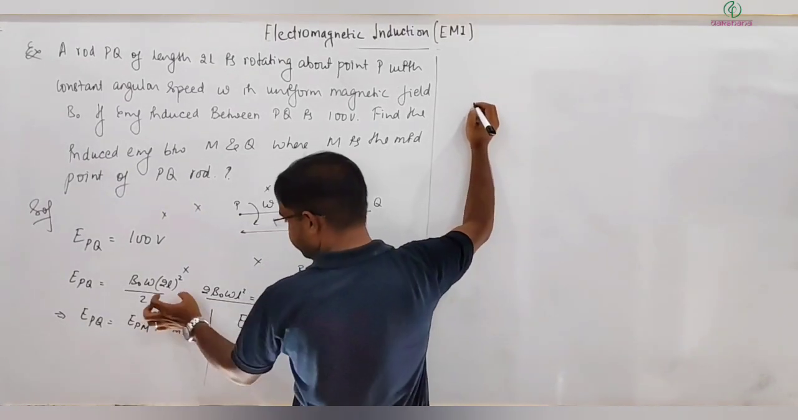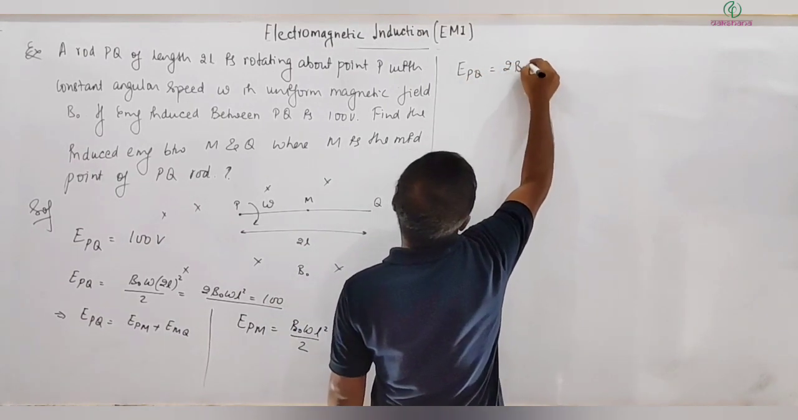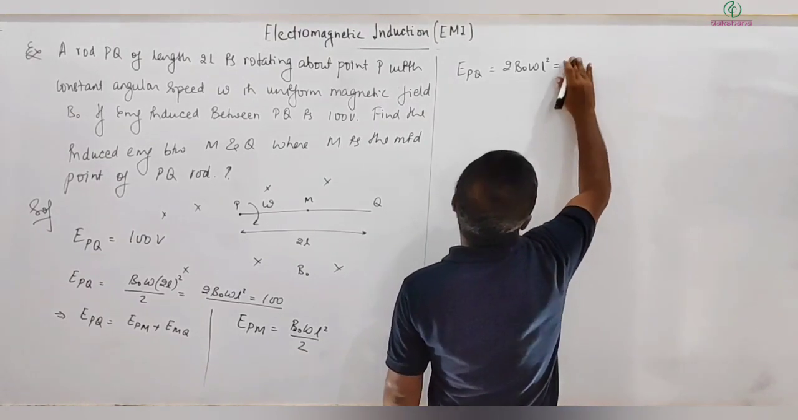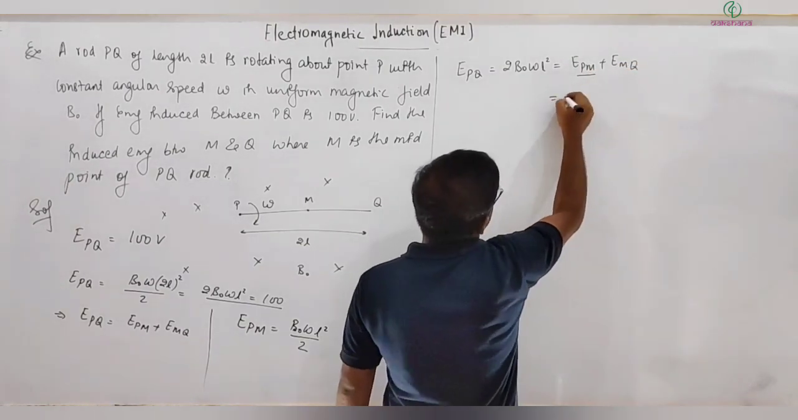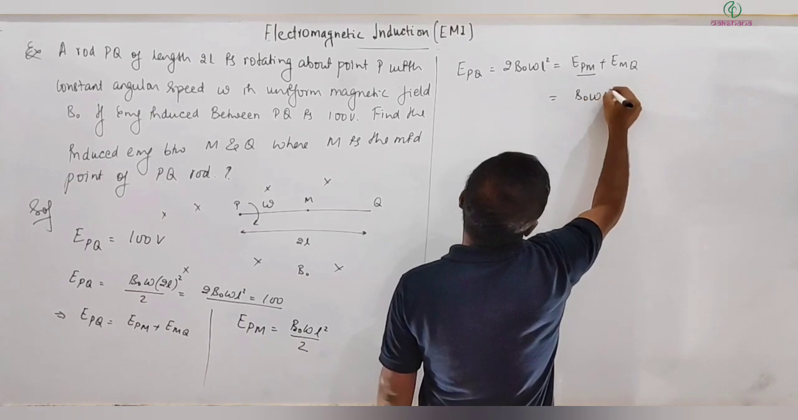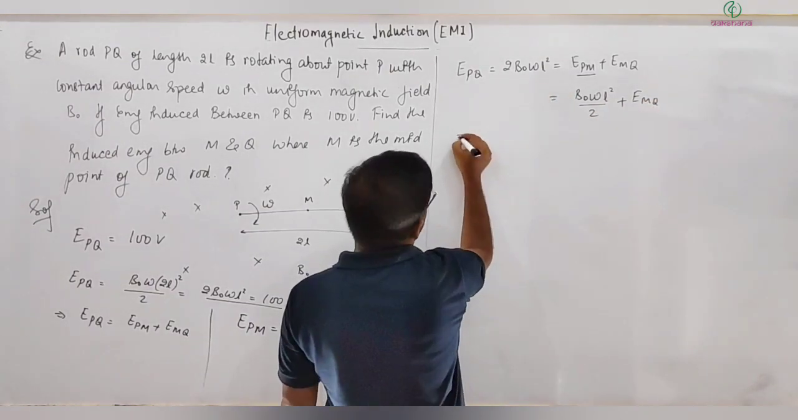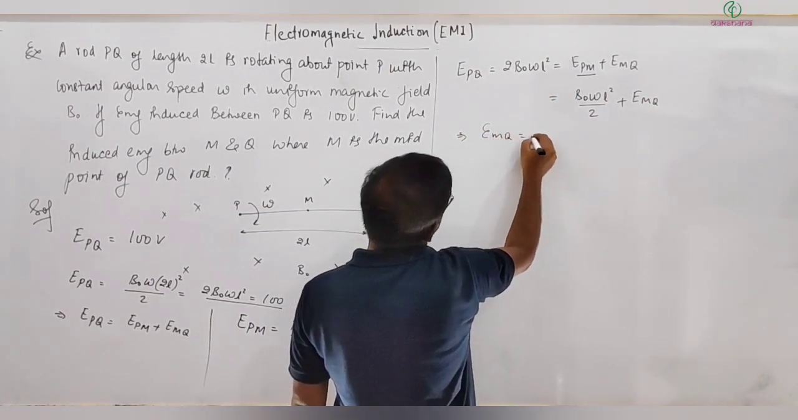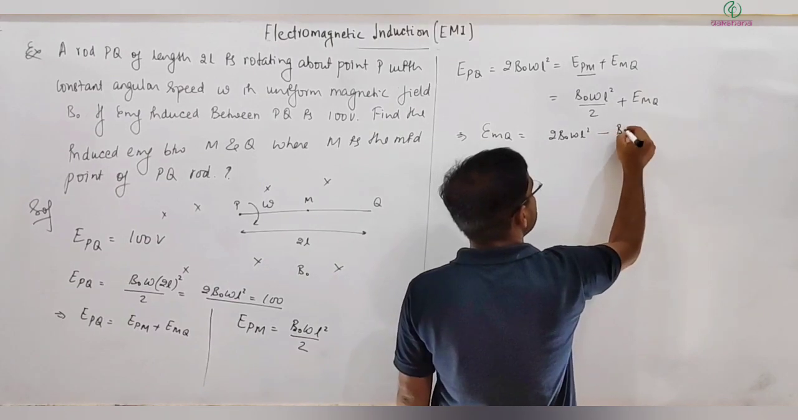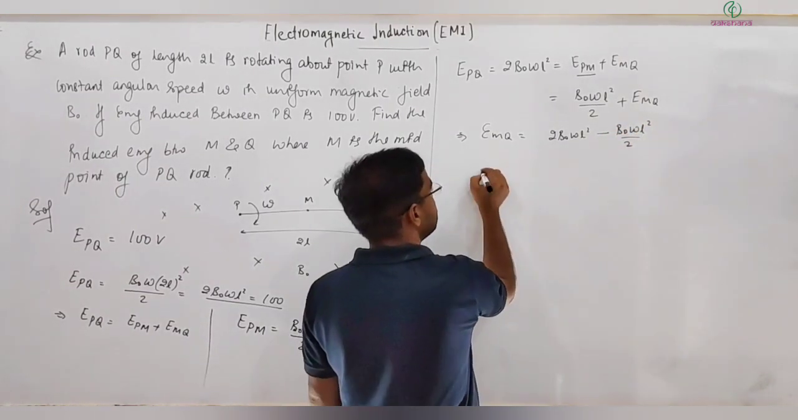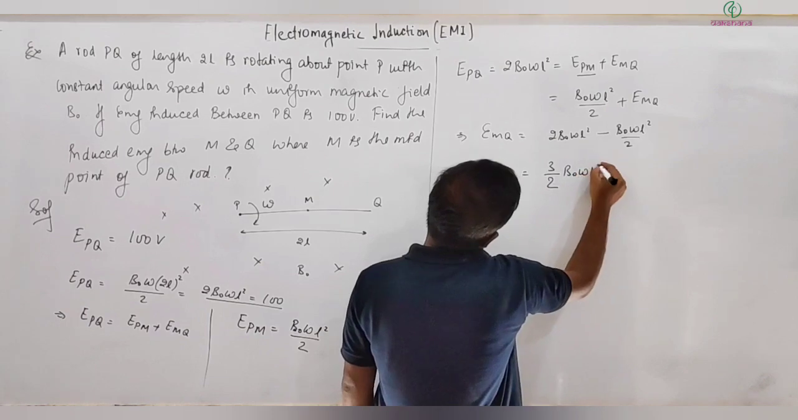So total is this, that is E PQ is equal to 2 B naught omega L square, E MF PM plus EMF MQ, and this I know that is B naught omega L square by 2 plus E MQ. So by substituting here, I am getting the value of E MF MQ is equal to 2 B naught omega L square minus B naught omega L square by 2, and that comes out to be EMF MQ is equal to 3 by 2 B naught omega L square.